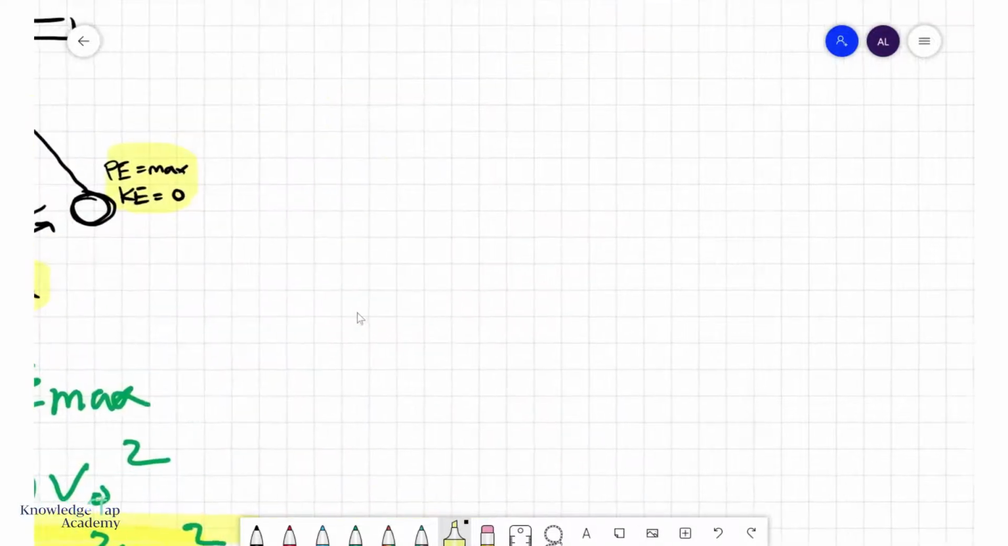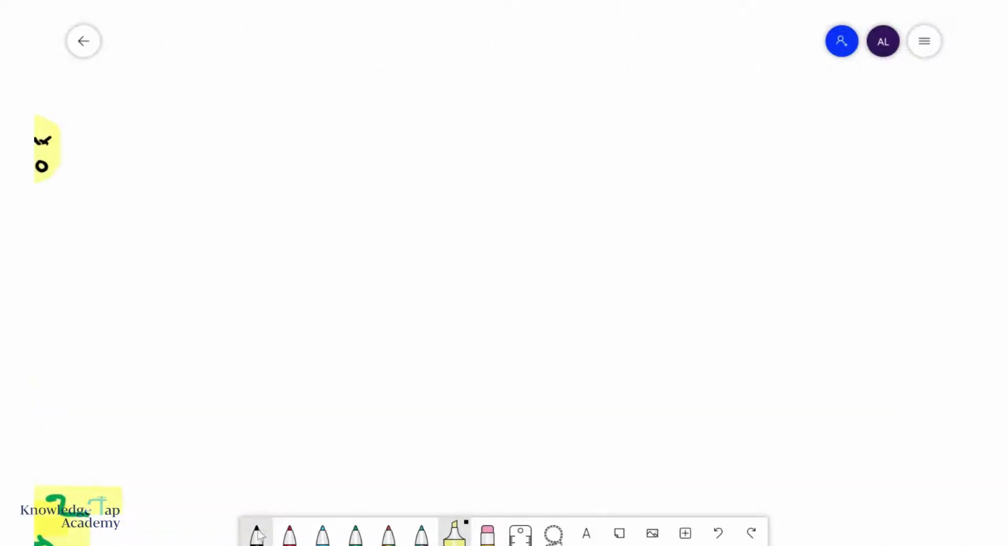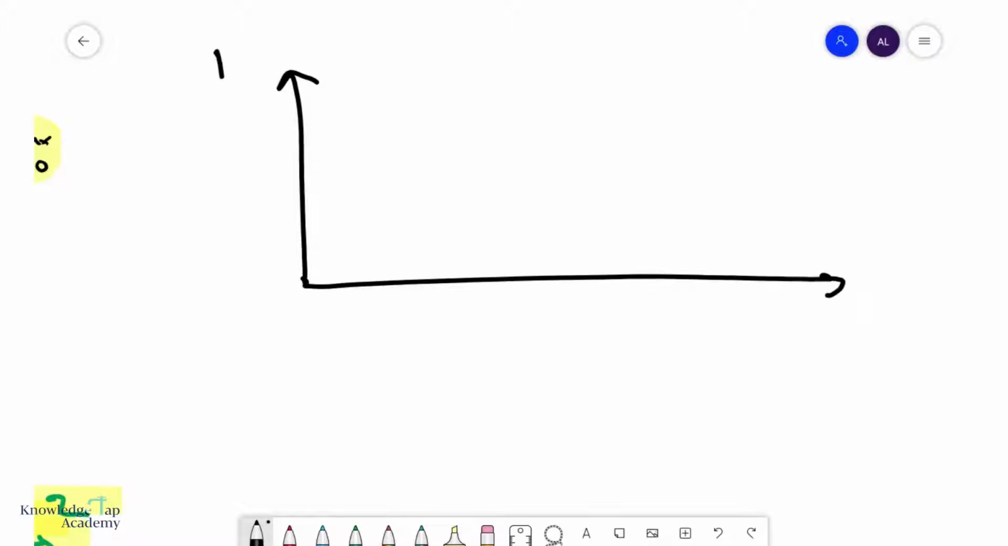Now, there are a couple of graphs that we may want to familiarize ourselves with. First of all, your energy time graph for an object in SHM. Now, suppose that your object starts off at equilibrium, and that means that your kinetic energy would start off over here on top, and your potential energy will start off at the bottom, zero. So let's use red for potential energy and let's use blue for kinetic energy.